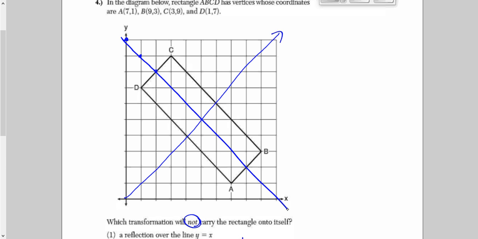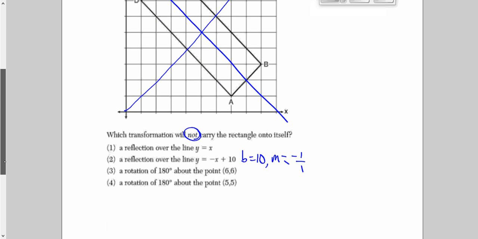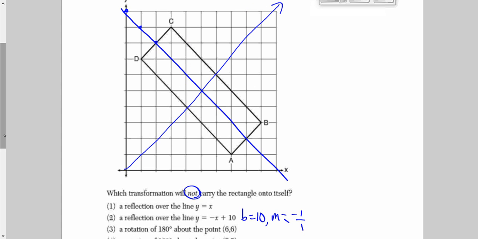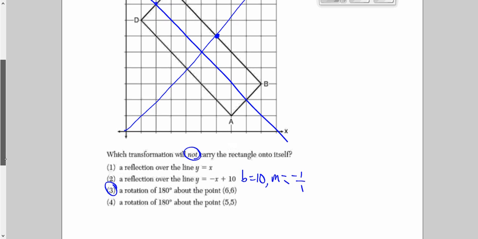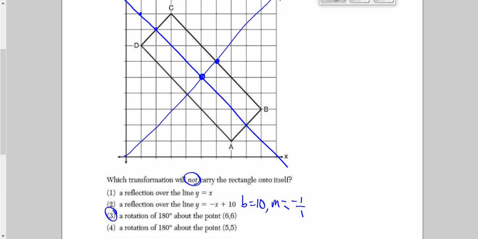What about rotation about 6, 6? 1, 2, 3, 4, 5, 6. 1, 2, 3, 4, 5, 6. If you rotate about that point, is it going to map to itself? It's like you can put a nail in it right there and spin it around, right? 180. So that's the answer. What about 5, 5? That's dead.